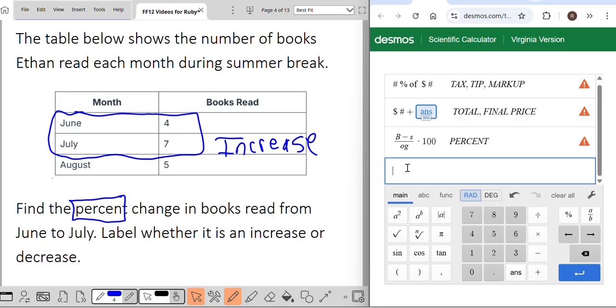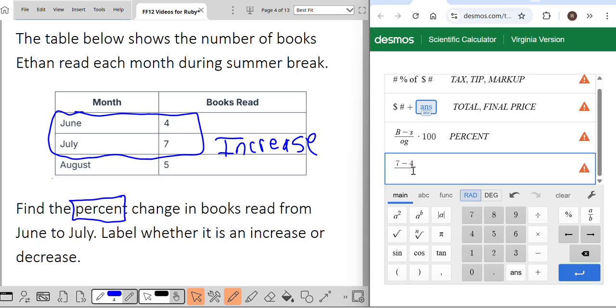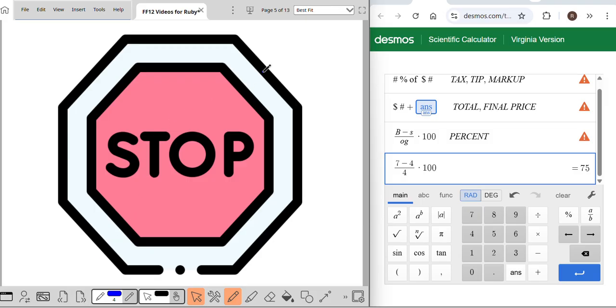But let's go ahead and put it in our calculator. The biggest number is 7. The smallest number is 4. Then we're going to divide it by the original. Well, June comes before July, so the original was 4. And then we're going to multiply by 100. So that means there was a 75% increase in the number of books read. All right, that's all for now, and we'll go on to the next one.